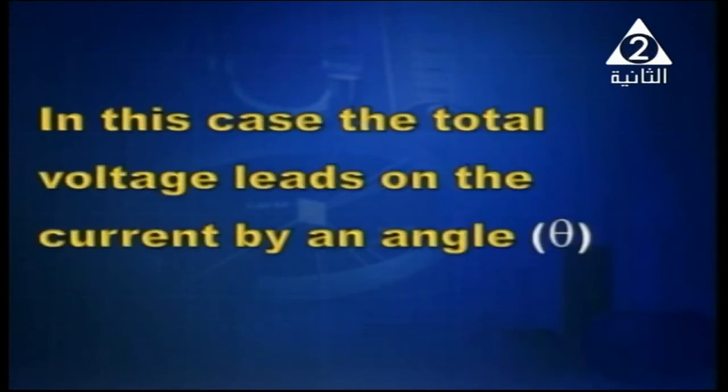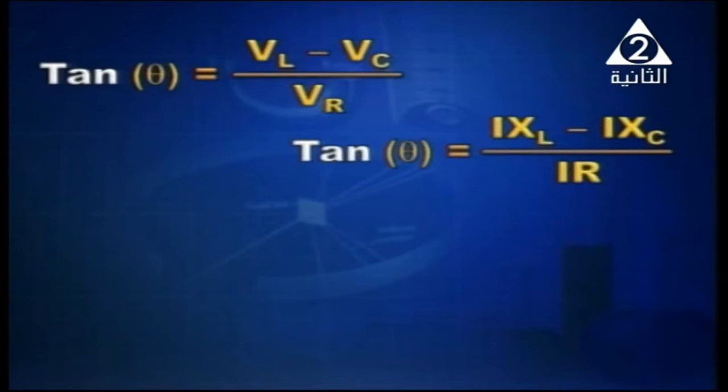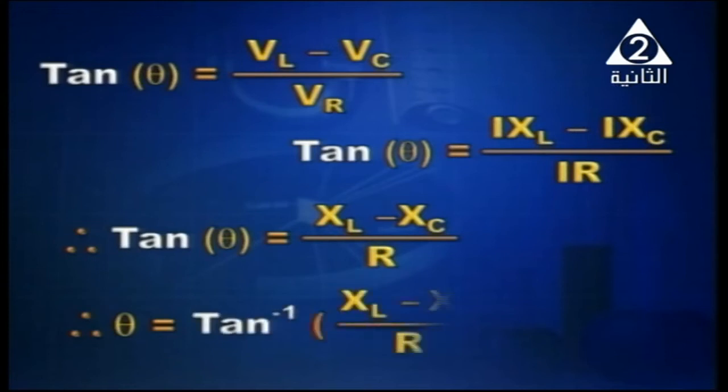When VL is greater than VC, the total voltage leads the current by an angle theta. We want to determine the value of theta. tan theta equals (VL minus VC) over VR, so tan theta equals (I XL minus I XC) over I R. I will be crossed out, so it equals (XL minus XC) over R. And theta itself equals tan negative 1 of (XL minus XC) over R.